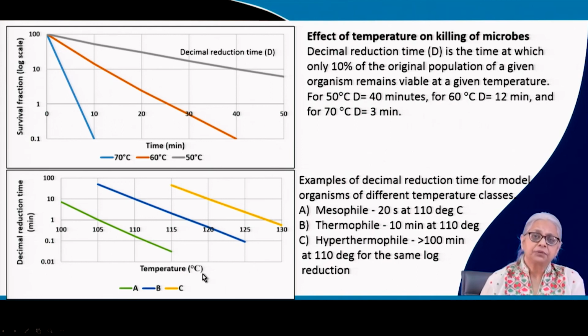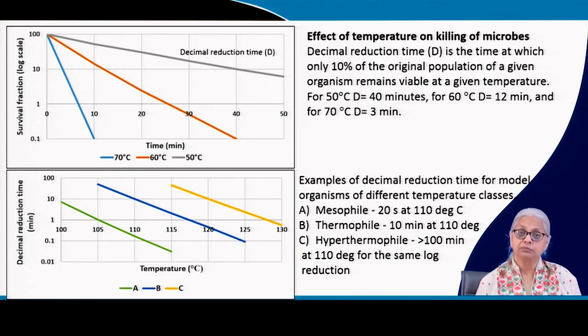Now, do all species react to the same disinfectant at the same temperature in the same way? The answer is no. Different species will react in a very different way. A mesophilic species, the green line, is a mesophile. You get 1 log reduction in 20 seconds at 110 degrees centigrade. It's a mesophilic bacteria. It has no ability to withstand high temperature like 110 degrees centigrade. A thermophile, on the other hand, is fairly resistant to high temperatures. So it takes 10 minutes to get 1 log reduction at 110 degrees centigrade. Then we have hyperthermophilic bacteria. Greater than 100 minutes are required to get 1 log reduction at 110 degrees centigrade. So that's all of it.